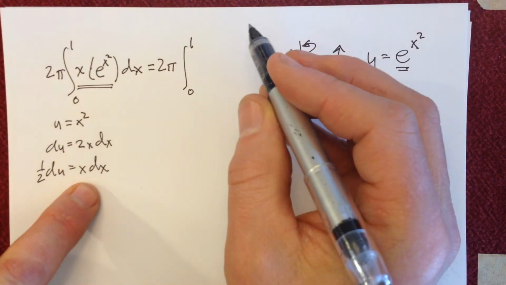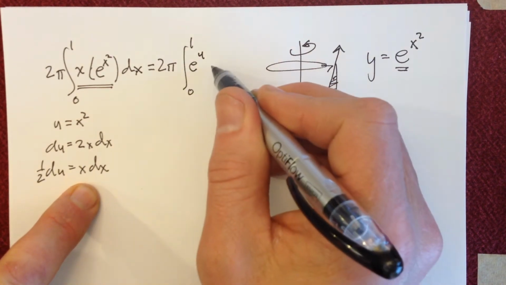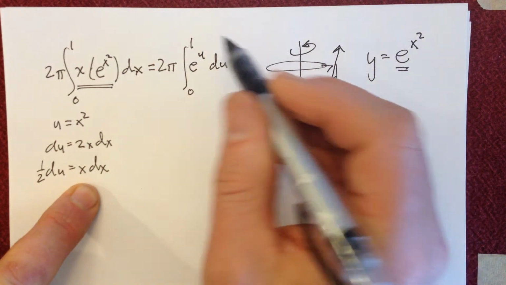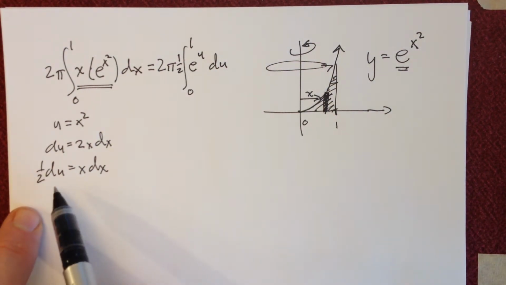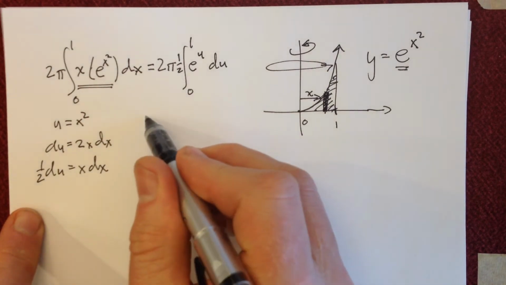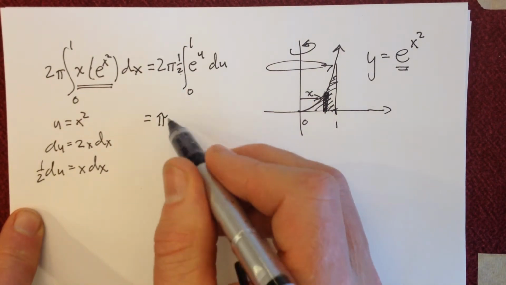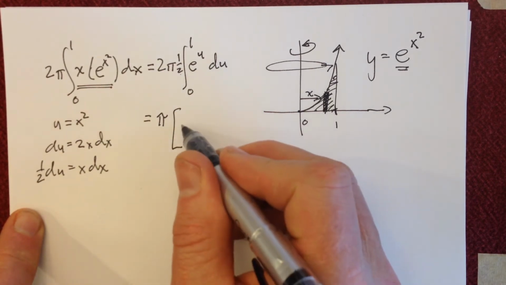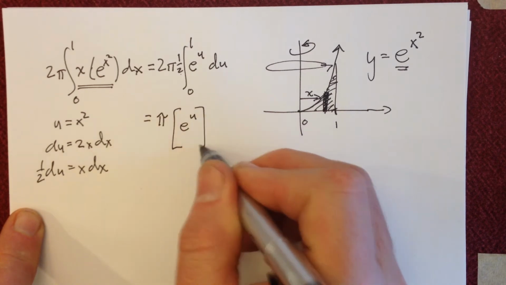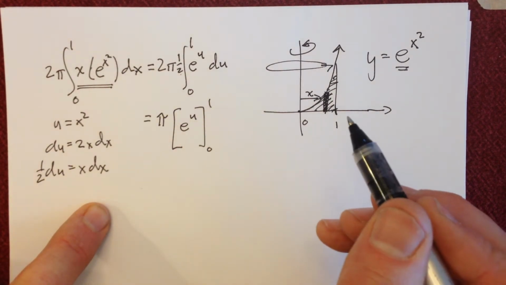And then it's e to the u, and then du. And then I'm going to pull out 1/2 because it's 1/2 du. So I get then pi, with the 1/2 times the 2. And to integrate e to the u is pretty simple. That's just e to the u. And I'm evaluating that then from 0 to 1.